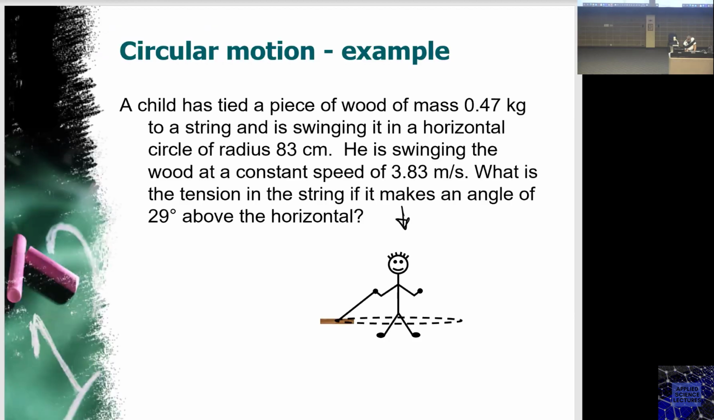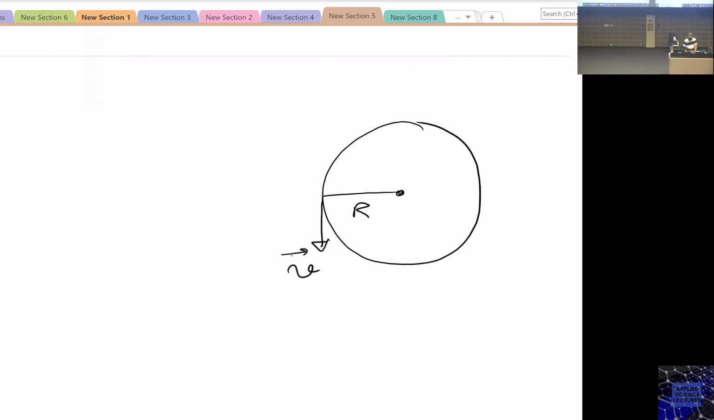So let me draw the diagram for this problem, and I will draw it from two angles. The first one, I will draw it from the top, and then from the side, facing the child. If I am to draw it from the top, what I am going to see is the following. This path in the horizontal plane, this is the radius. I have the velocity, tangential. So this is the top view.